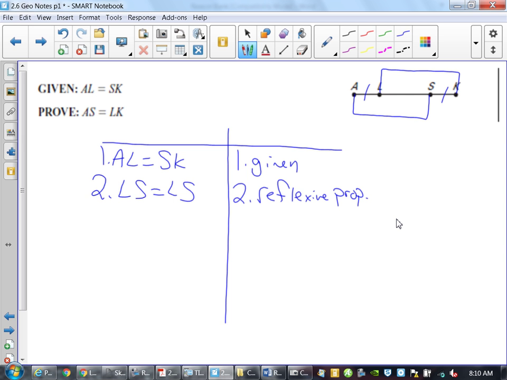Now, if I add together AL and LS, what is it going to equal? You only need two letters to make a segment. What property tells you two smaller segments equal the whole? Segment addition.